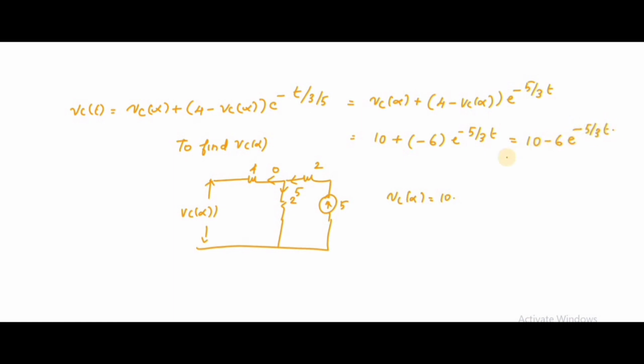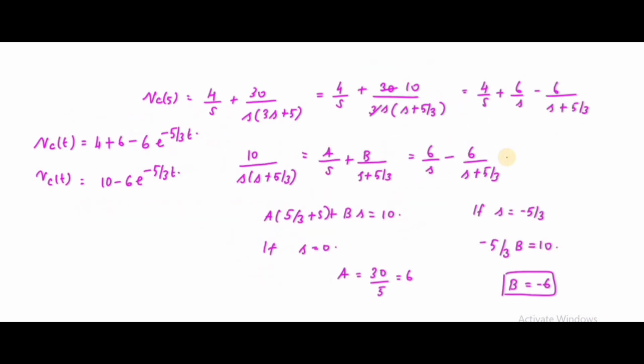So you can verify the answer with the help of the Laplace transform. That is Vc of t here. Okay, Vc of t is equal to 10 minus 6 e power minus 5 by 3 of t. So this is how you have to solve the problem. So I hope this video is useful.